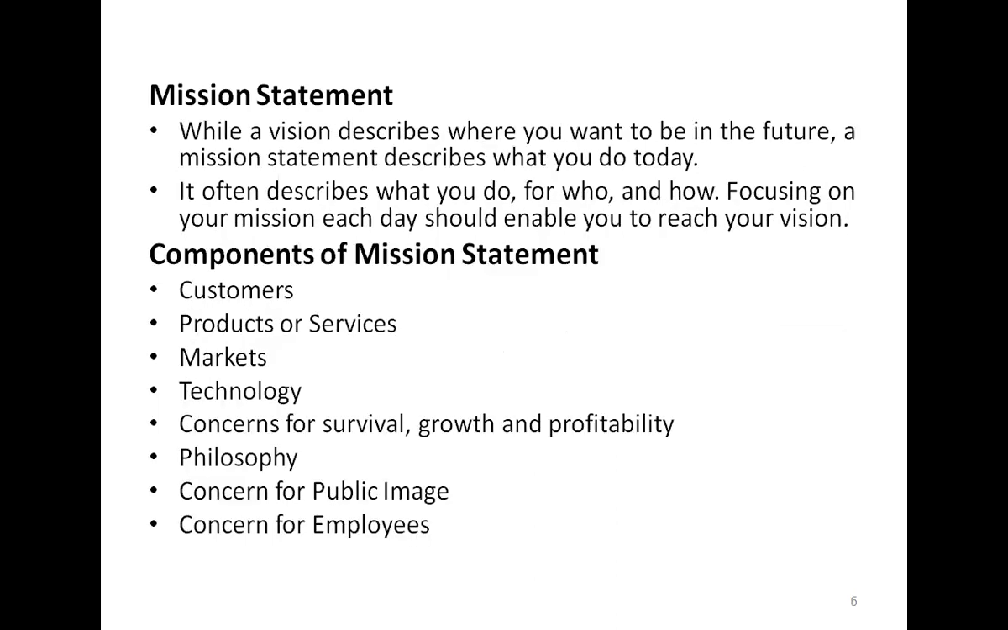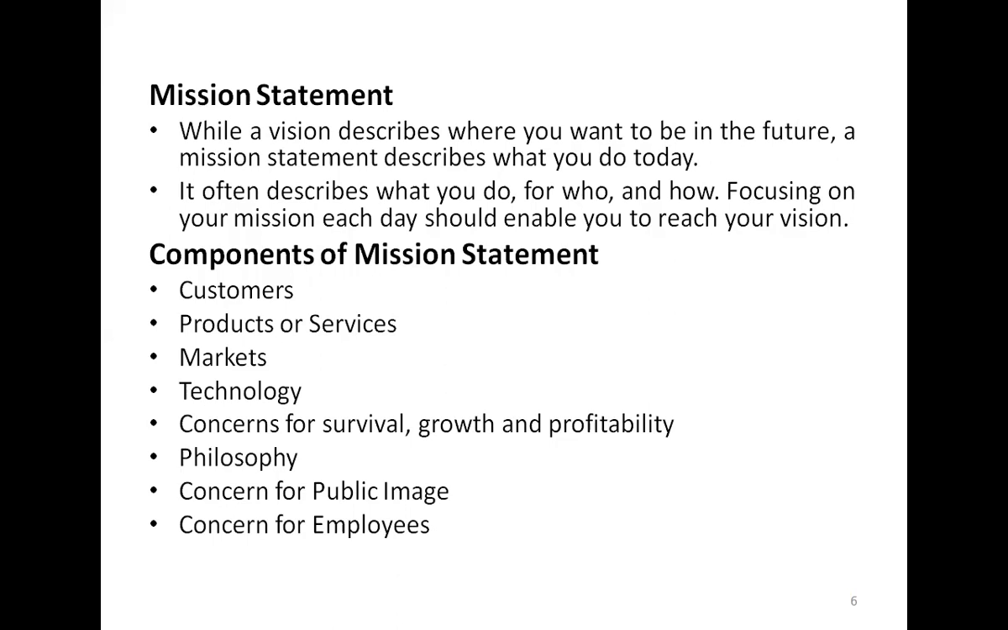Then mission statement. A vision describes where you want to be in the future. A mission statement describes what you do today. A mission statement tells you what you do. What you do means what you are doing currently. What is the purpose of your existence? Why are you existing? What you are and what you do? A mission statement answers these questions, what you are and what you do, or it states the purpose of existence of something.